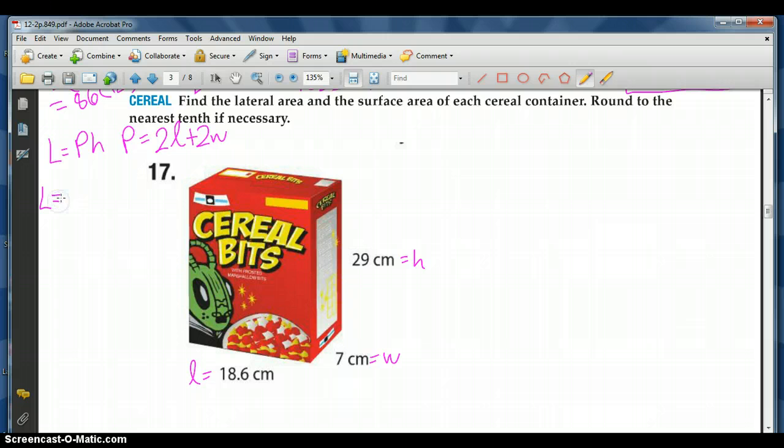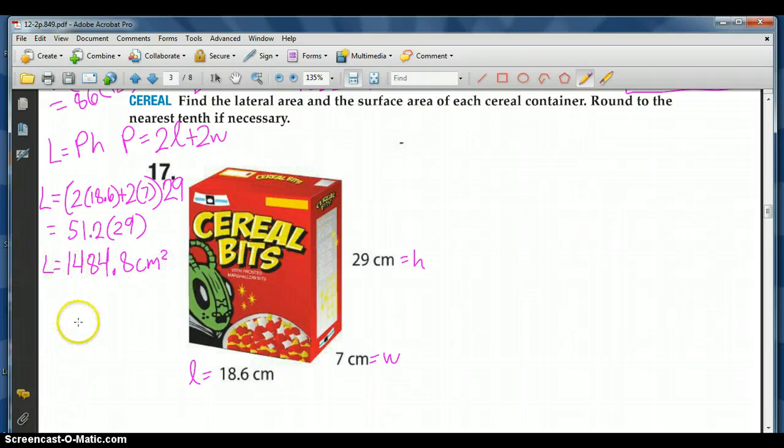So lateral area is equal to 2 times 18.6 plus 2 times 7, and that quantity times 29, the height. So I end up with 51.2 for my perimeter, and I multiply that by 29. So my lateral area is 1,484.8 square centimeters.